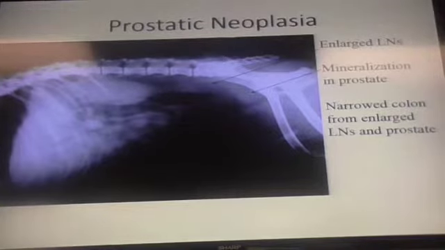What would you do next? Do an aspirate or a biopsy to confirm what you're thinking if you think it's prostatic. If it's prostatic adenocarcinoma, you confirm that, then off to oncology for them to work up the case further, if the client chooses to do that.